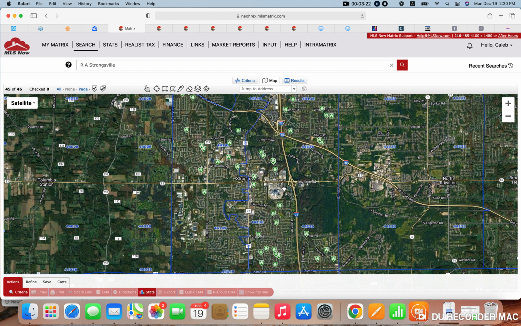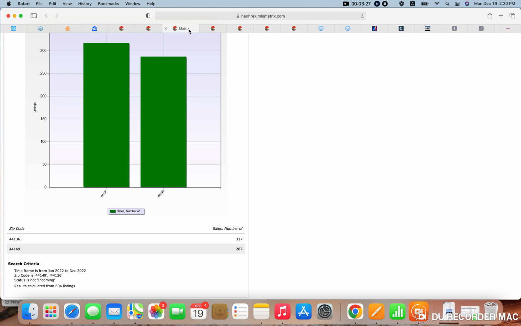So with that being said, not sure why there were more sales this year versus last year. I could go back and look at the data for if that's a consistent theme or not, but I did not do that today. And I'm just looking at the numbers for 2022. So there are 30 more sales on the east side versus the west side.